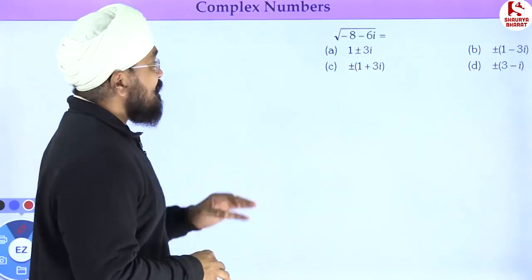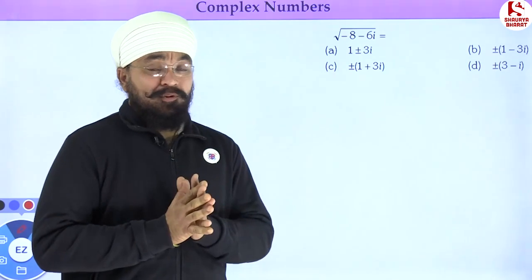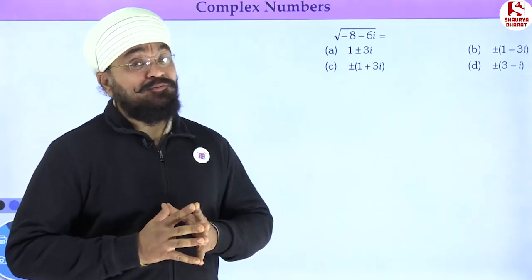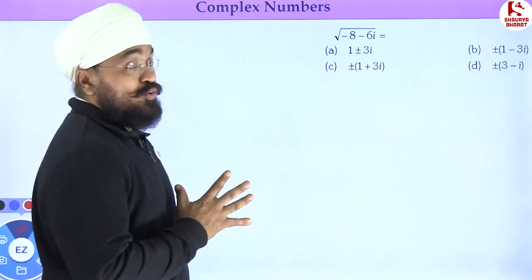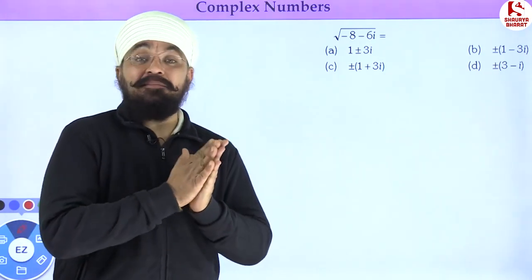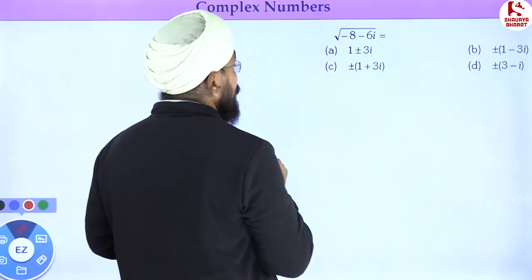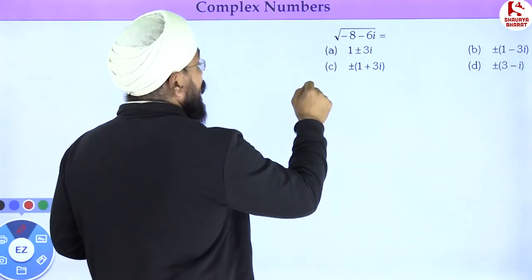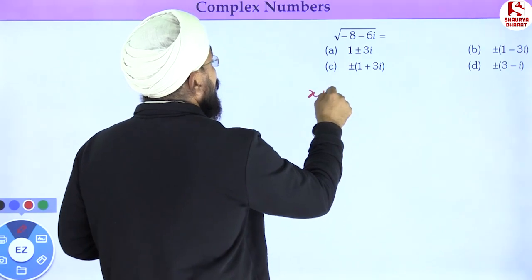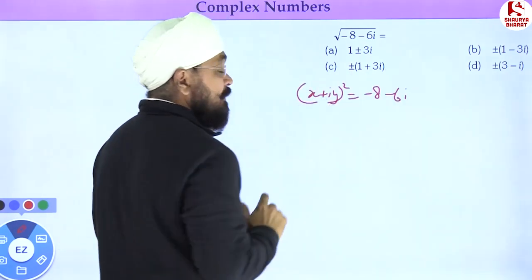Now this question says root of minus 8 minus 6 iota. You may be having a problem where both the terms are negative, then what will we do? So first I will go with that same method, the basic one, because you should have the basics as well as the shorter method. So you can see that here, if I take the square root as x plus iota y, the square of this must be equal to minus 8 minus 6 iota.